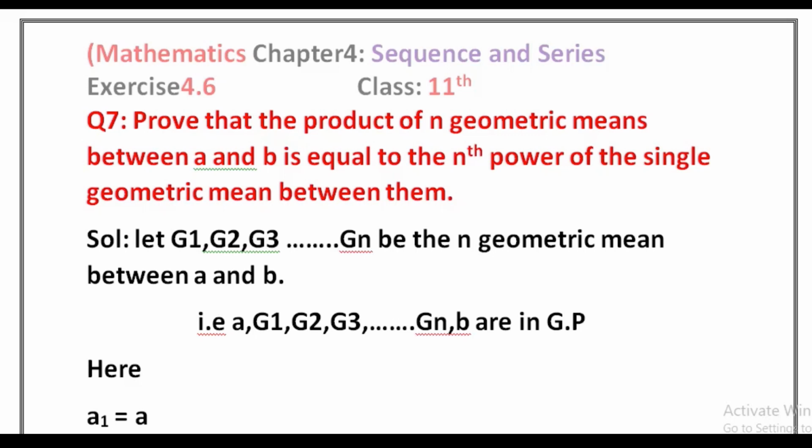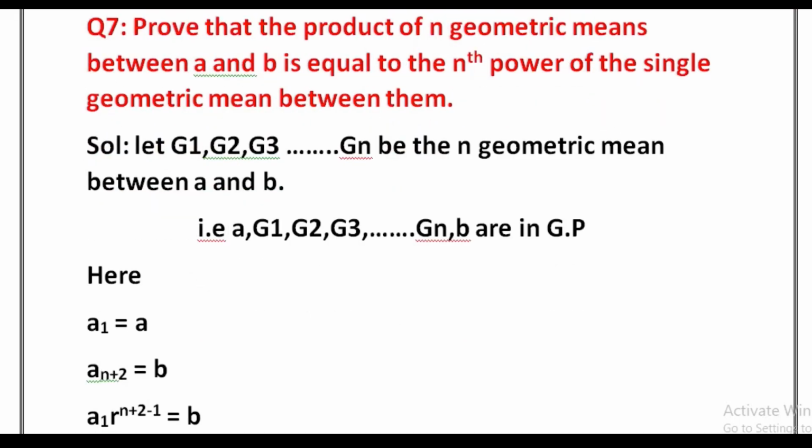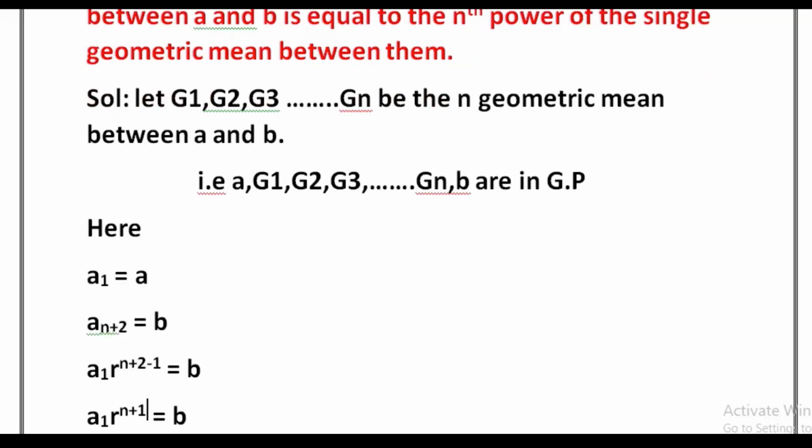Here the first term is A1, and n plus 2 is the number of terms, that is the nth. So G1, G2, G3 up to Gn. So A(n+2) can also be written in this form, equal to B. A(n+2) is equal to A1 R power n plus 2 minus 1, equal to B. So 2 minus 1 is equal to 1. A1 R power n plus 1 is equal to B.